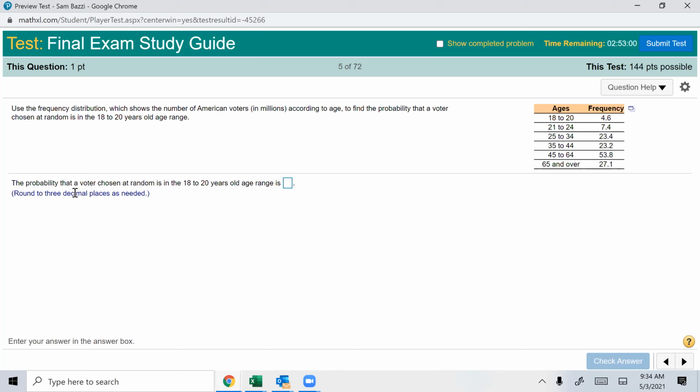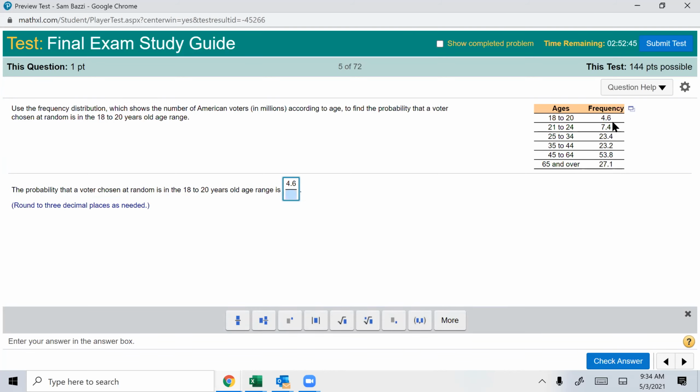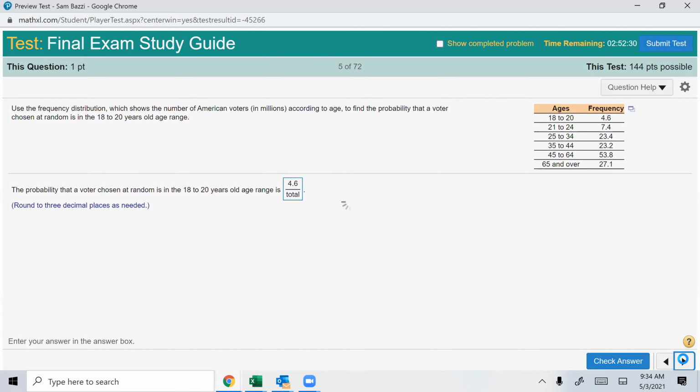This is a table. What's the probability that a voter chosen at random is in the 18 to 20 years old age group? Well, it's 4.6. That's the favorable outcomes divided by the total, guys. You just add them up: 4.6 plus 7.4 plus 23.4 plus 23.2 plus 53.8 plus 27.1 and put it in the denominator. So that's the total here. Don't write this as an answer. My Math Lab will not accept this.